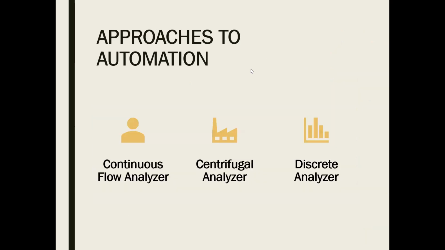Okay. Next, what are the approaches of automation? There are 3 approaches. Number 1, we have your continuous flow analyzer, we have your centrifugal analyzer, and we have your discrete analyzer. So what is the difference between these three? First, let's discuss what is your continuous analyzer.